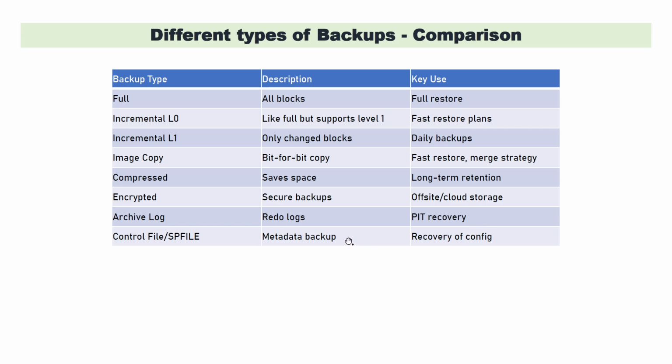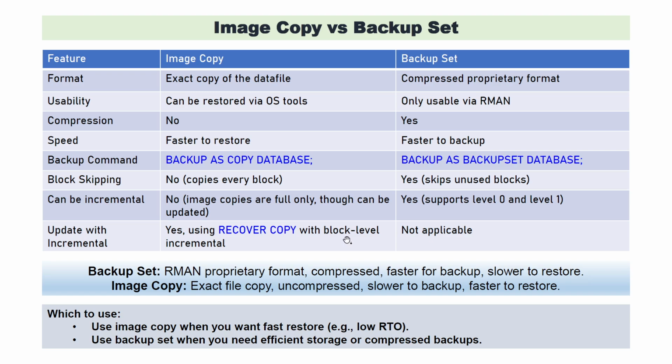Now that we have seen the different backup types, let's proceed with understanding image copy versus backup set. An image copy is nothing but an exact copy of the data file, which we have already seen. But a backup set is a kind of compressed proprietary format. It's an RMAN format. It's not a physical copy. You can use the image copy to restore the database using OS commands, because they are data files. You can physically copy those data files. A backup set is only usable via RMAN.